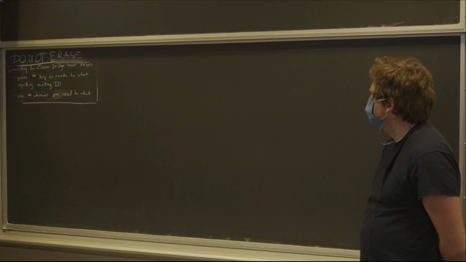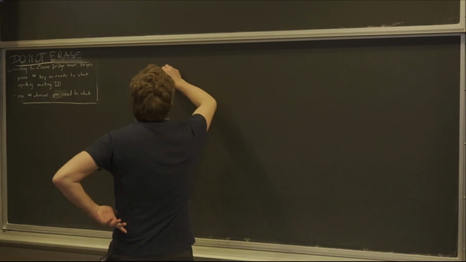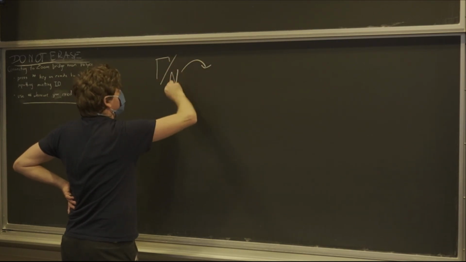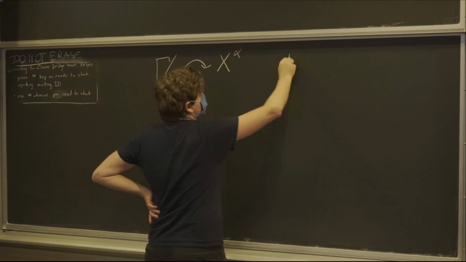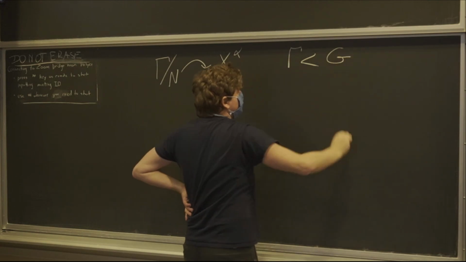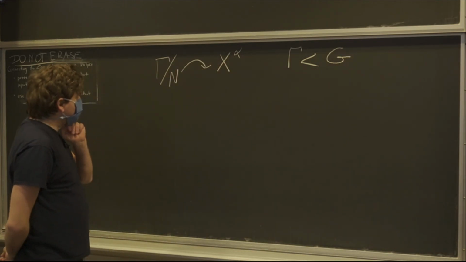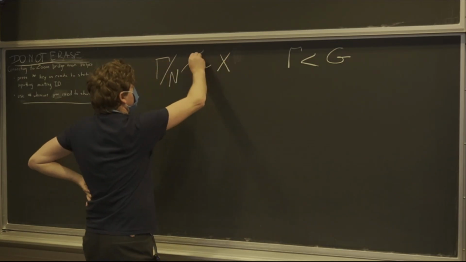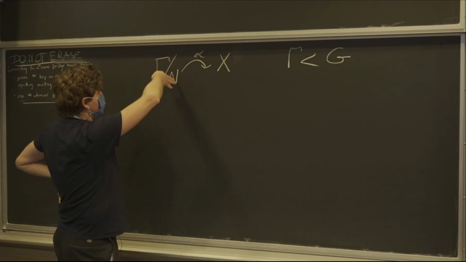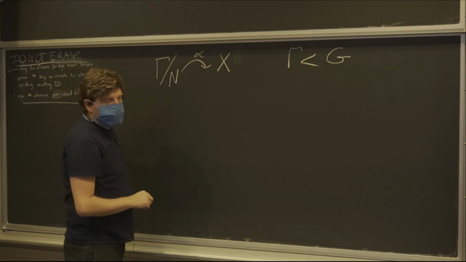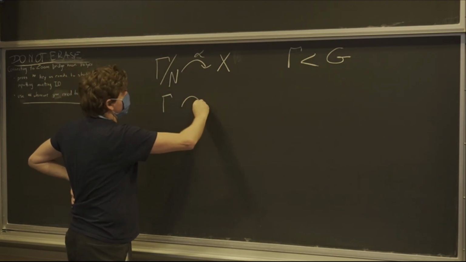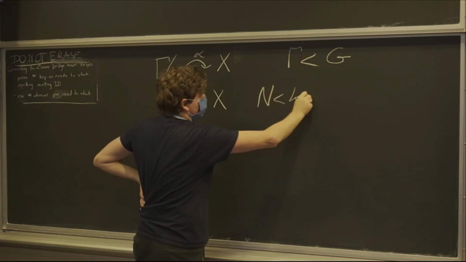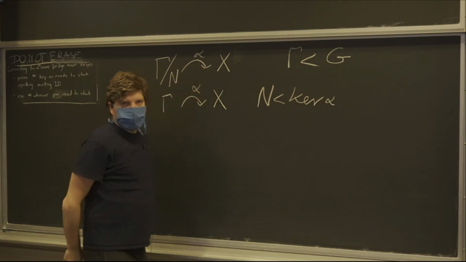So let me remind you, we have gamma mod n acting on x, where gamma is a lattice in G. We call the action alpha, and instead of considering the action of this quotient group, we just look at the action of gamma itself on x, since n is in the kernel of alpha. So then it's pretty much the same.